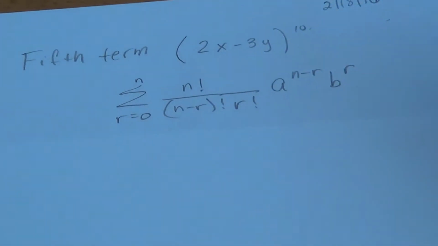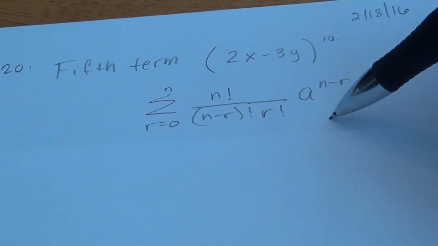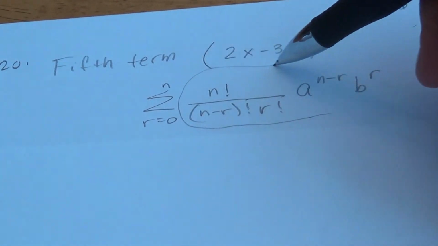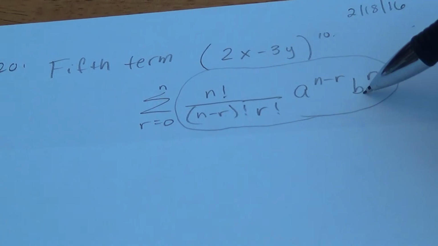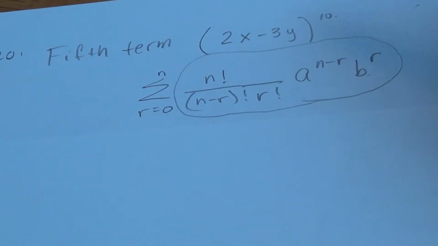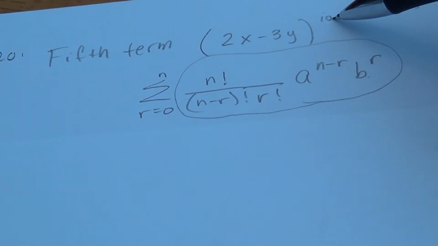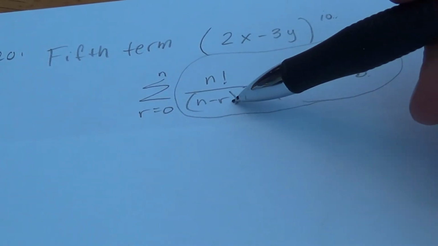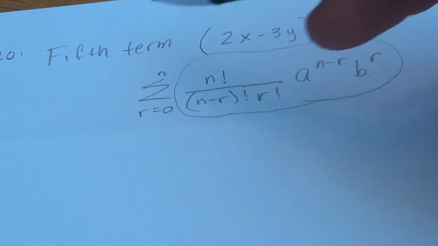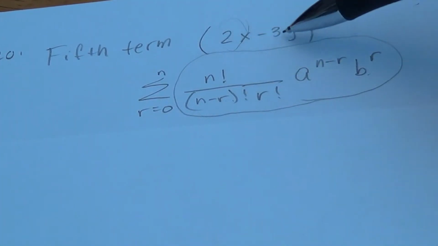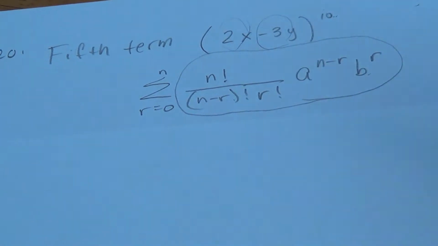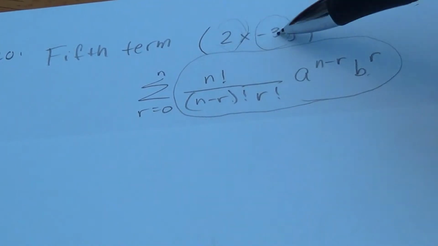I'm only interested in the fifth term, so I'm going to take this information and apply it to the fifth term. So I need to identify n, r, a, and b. My n is going to be the number here that I'm raising the binomial to, and the r is going to be the fifth term. We'll deal with that in a second. And 2x is my a, and negative 3y is my b.